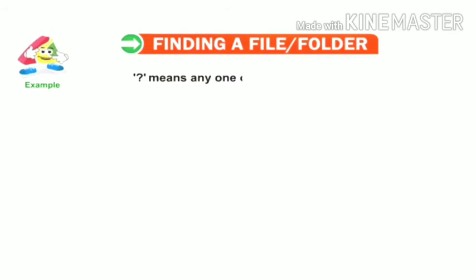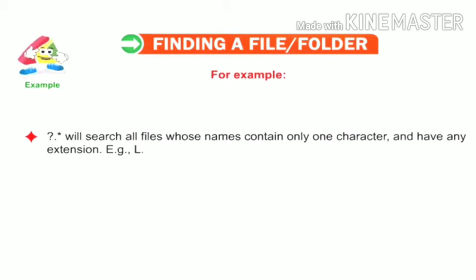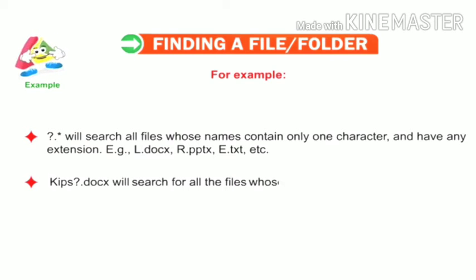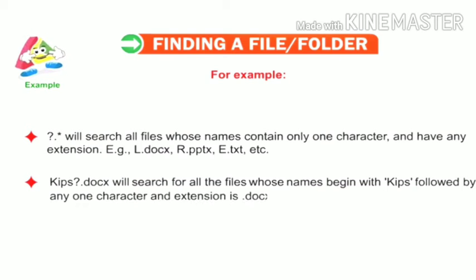Question mark means any one character in its place. For example, question mark dot star will search all files whose names contain only one character and have any extension. Example, L.docx, R.pptx, E.txt, etc. Kips question mark dot docx will search for all the files whose names begin with kips, followed by any one character, and whose extension is .docx. Example, kips1.docx, kipsp.docx, and so on.